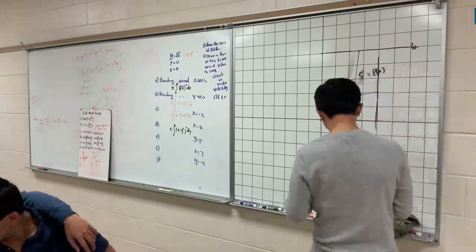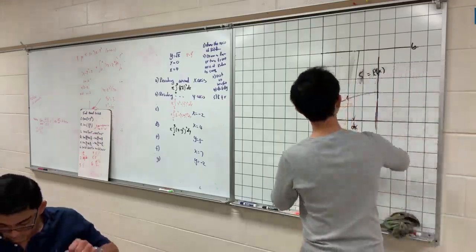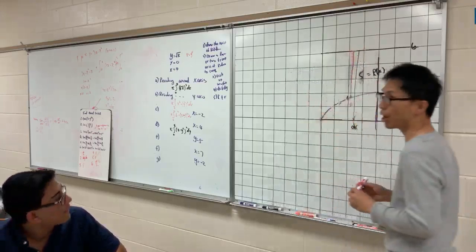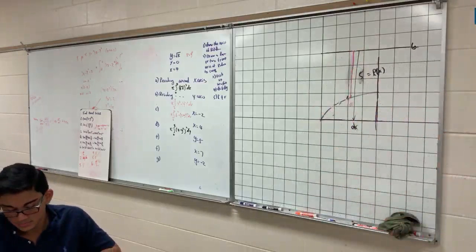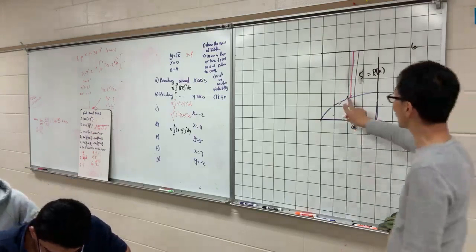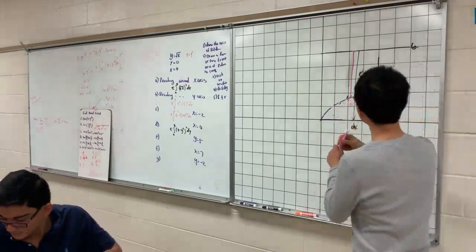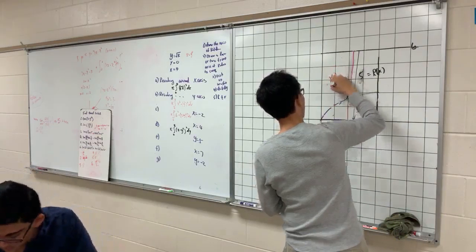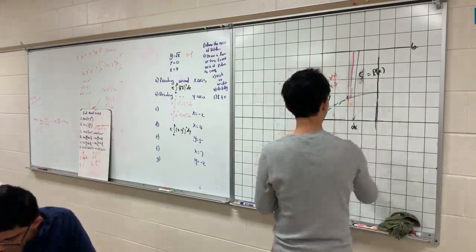Okay, so now the red line from here to here. Now this one's hard. 5 minus what? 5 minus the square root of x, because of that orange line. So r of x equals 5 minus the square root of x. So then that's going to be 5.